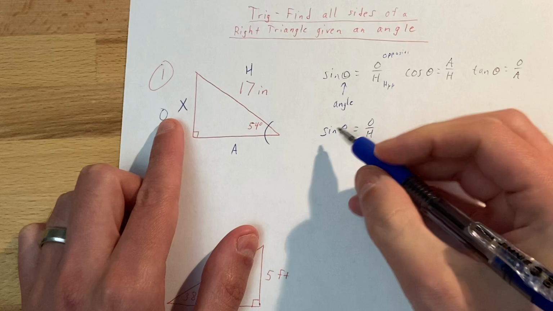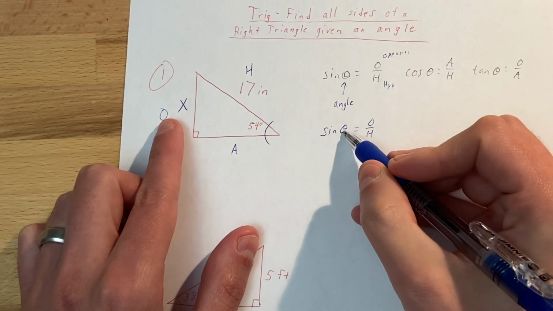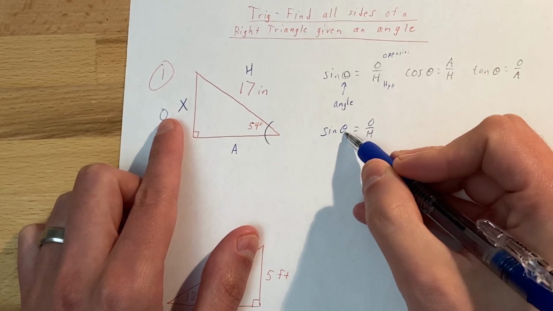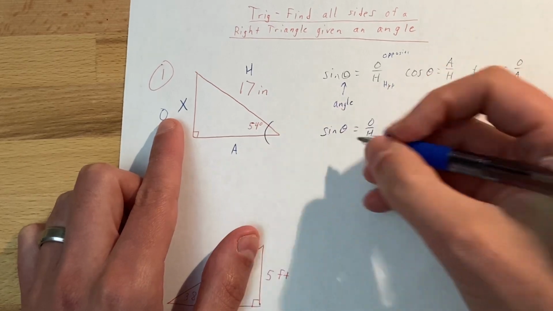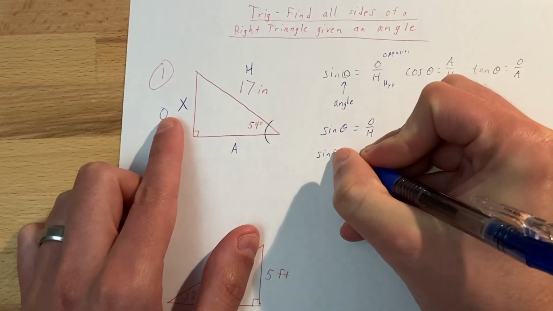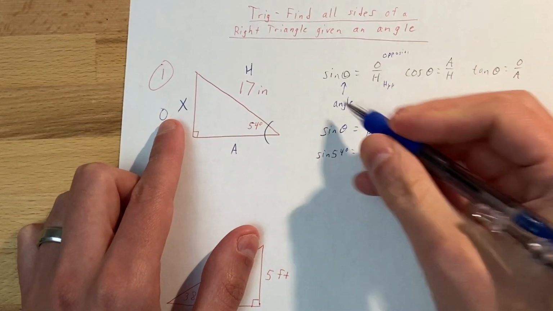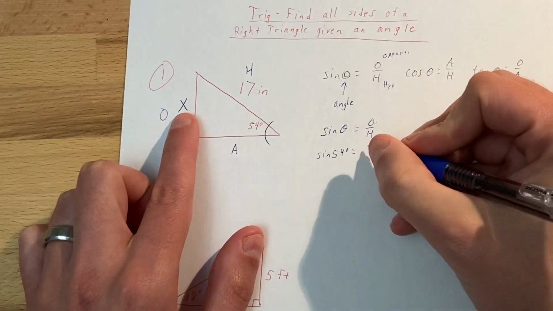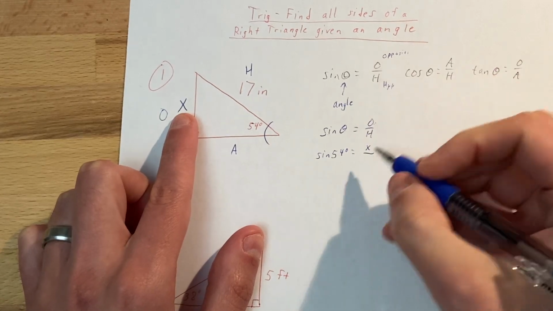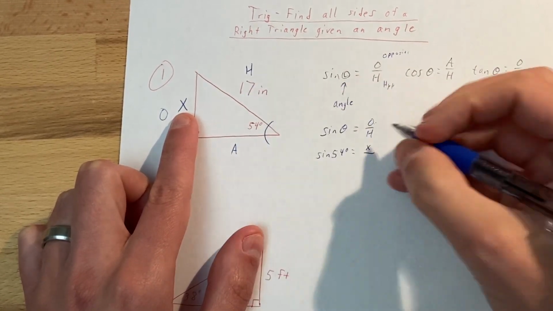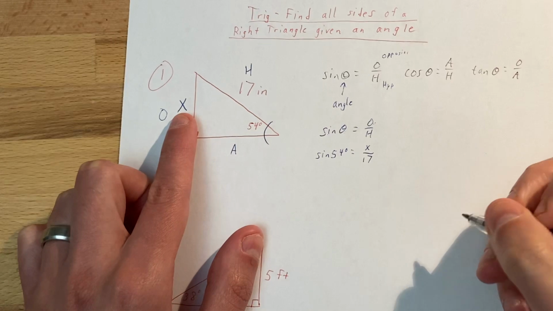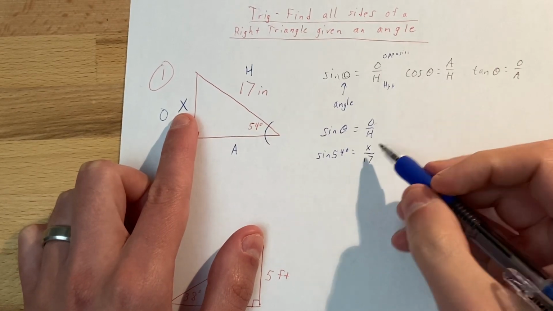And you plug in what you know. So sine of theta, do we know theta? Theta is an angle. Yes, we do know the angle. It is 54 degrees. Then, do we know the opposite? Opposite, we labeled as x, so we'll put an x. And finally, the hypotenuse was 17 inches. I'll just write 17. And then you have to solve for x.